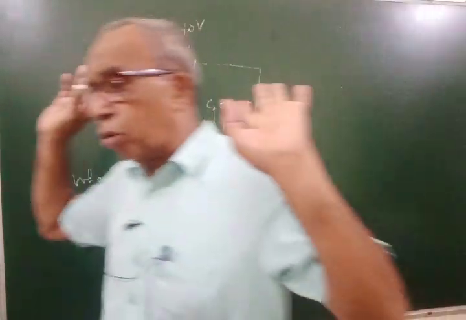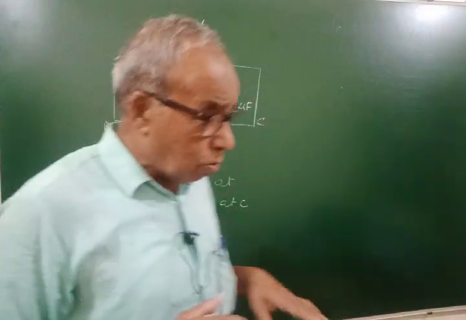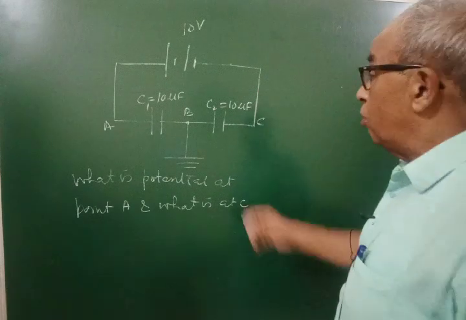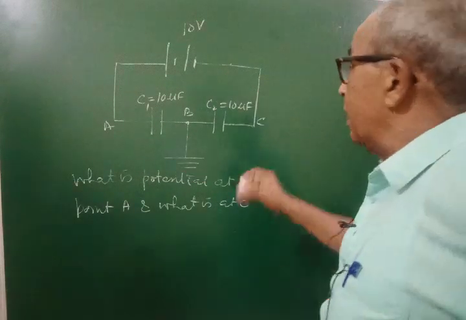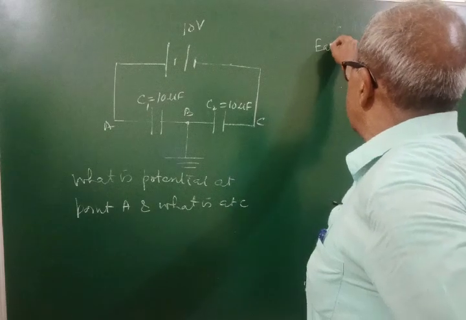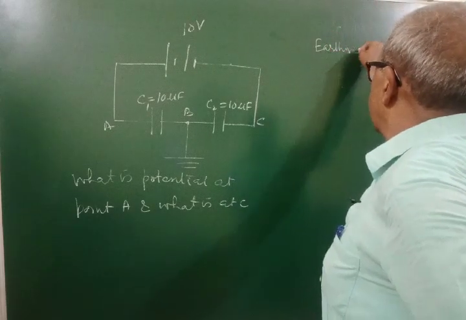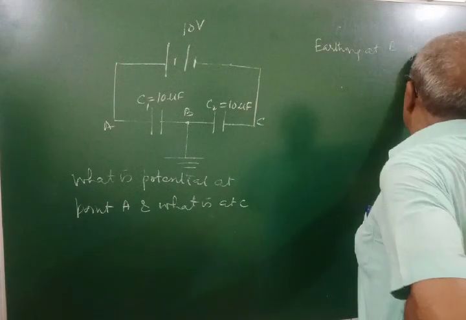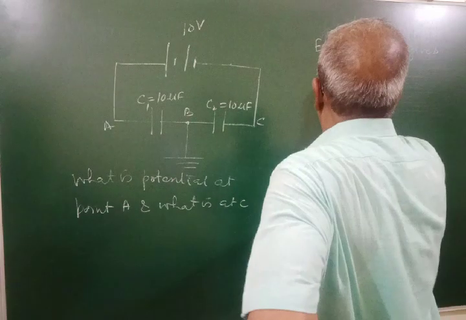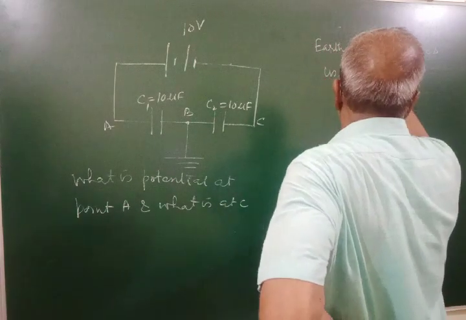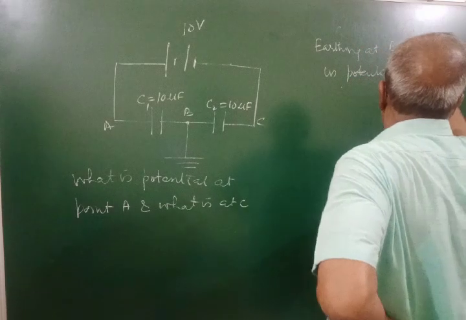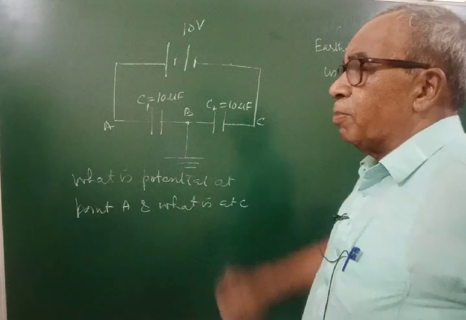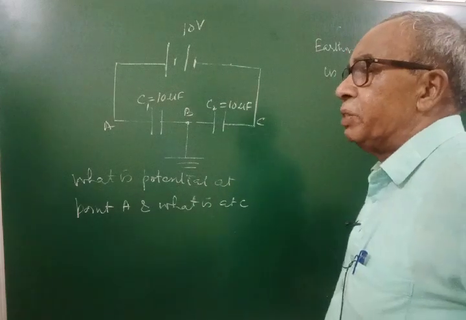पहली बात तो है, first of all, a capacitor gets charge only by induction process. So earthing at B gives us potential at B equal to 0. B पर potential 0 है भाई.